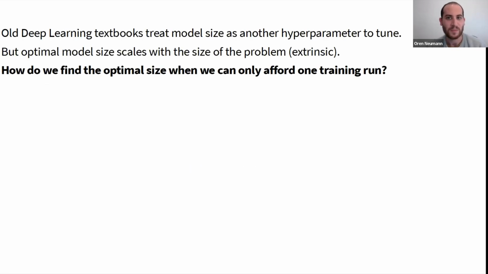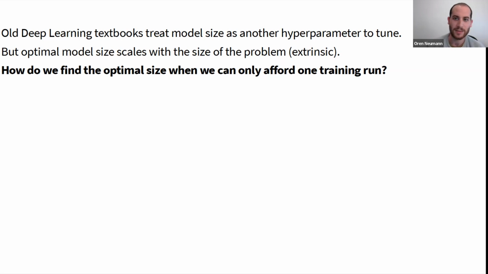So let's start by why we need scaling laws. If you look at old textbooks about deep learning, you will see that they treat the size of a neural network as just another hyperparameter you need to tune. So it's kind of like you have a certain, for example, data set, and you want to train on it and get the best test loss that you can. And you're going to tune all sorts of hyperparameters. And one of the hyperparameters you will tune is the size of the neural network.